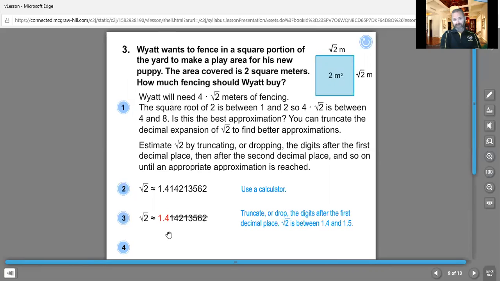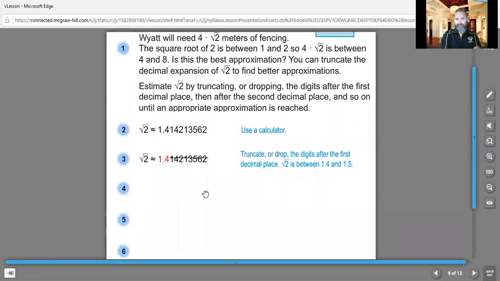The square root of 2 is about 1.4. We're truncating, or dropping, the digits after the first decimal place. So 4 times the square root of 2 is greater than 5.6, which is 4 times 1.4, and it's less than 6, which is 5 times 1.4.